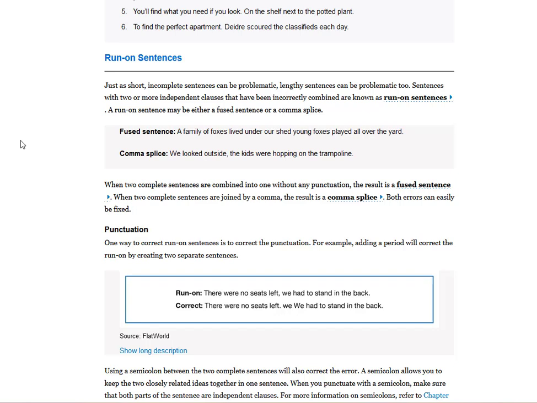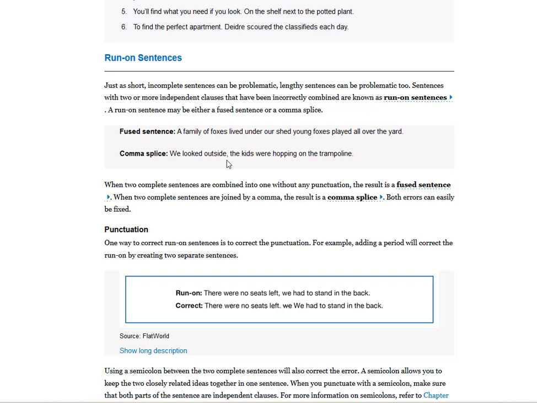That is a fused sentence because here, a family of foxes lived under the shed, there should be a period over here. In other words, it's missing a period. Instead, they just fused two sentences together. So that's wrong. We looked outside. Where's the period? There's no period over here.